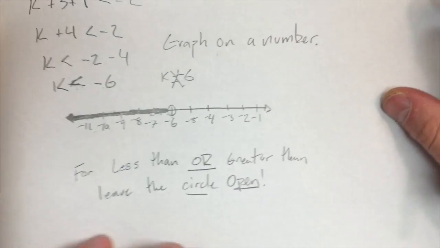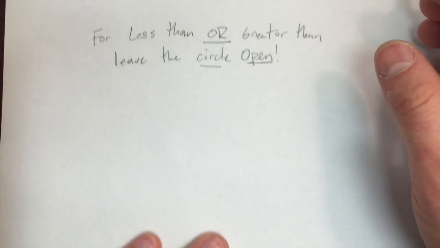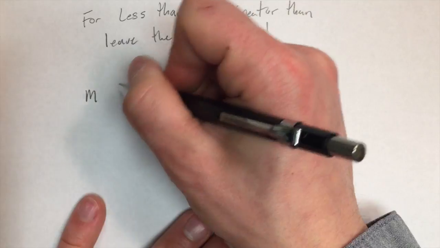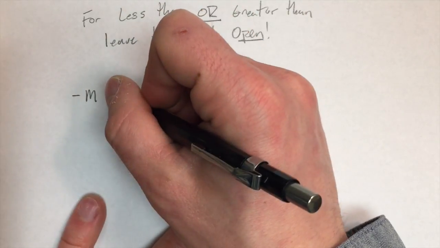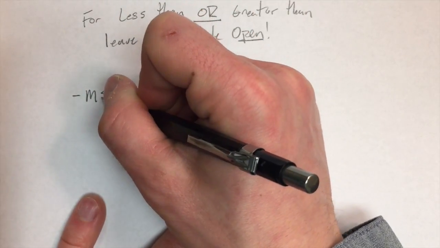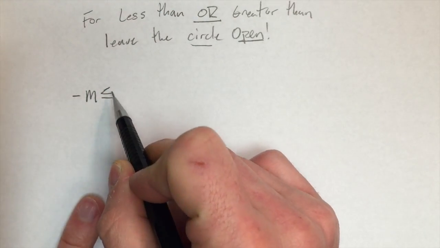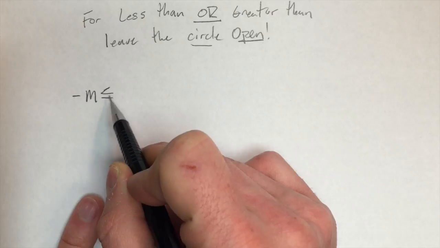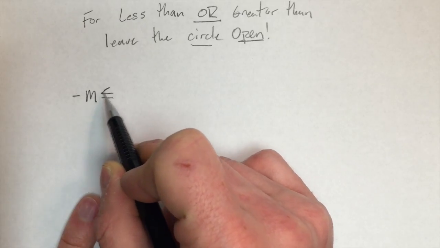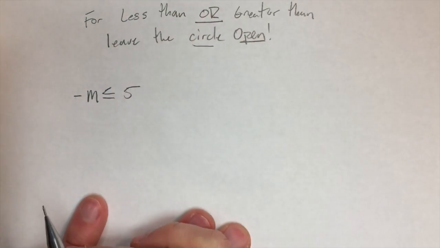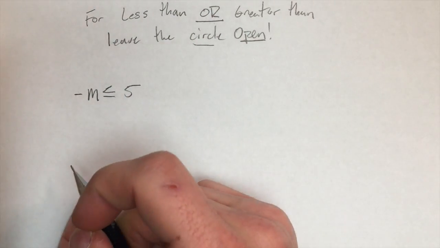Okay, let's look at another one. We're going to make that a negative m. Negative m is less than or equal to, it's half a less than sign and half an equal sign, less than or equal to 5. This one seems pretty simple.